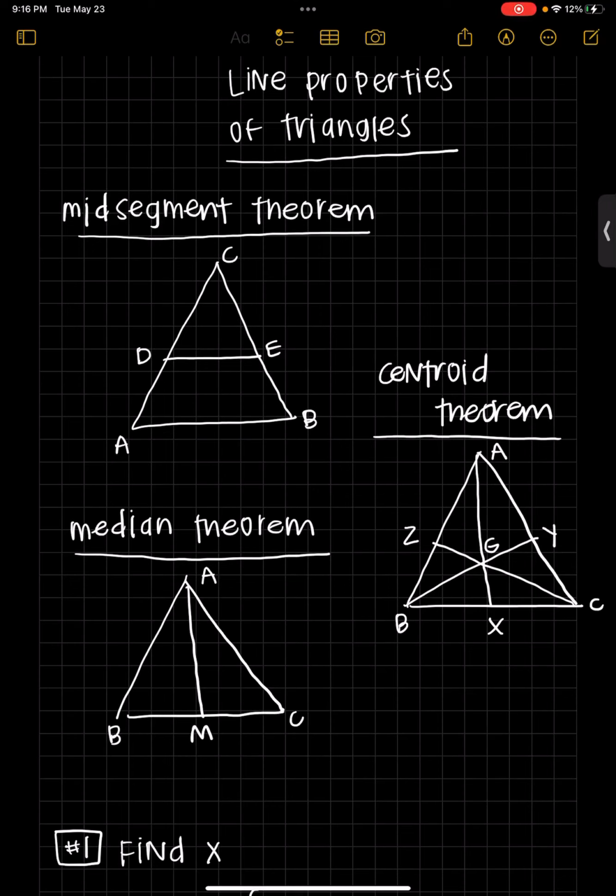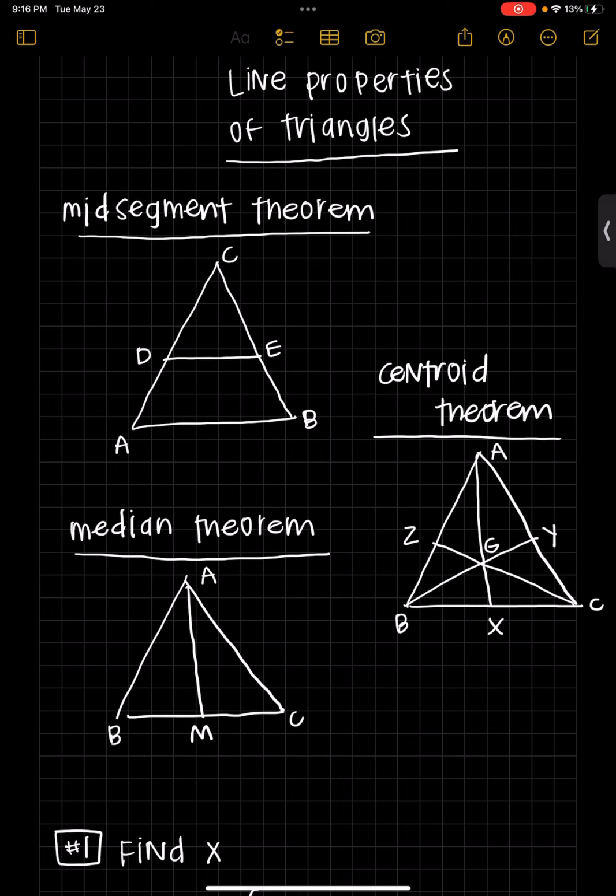Hi everyone, so now we're going to be talking about line properties of triangles. In the last video we talked about angle properties, so these are just a couple more theorems, but now instead of talking about angles, we're talking about lines and the lengths of lines. So the first one we're going to talk about is called the mid-segment theorem of triangles.